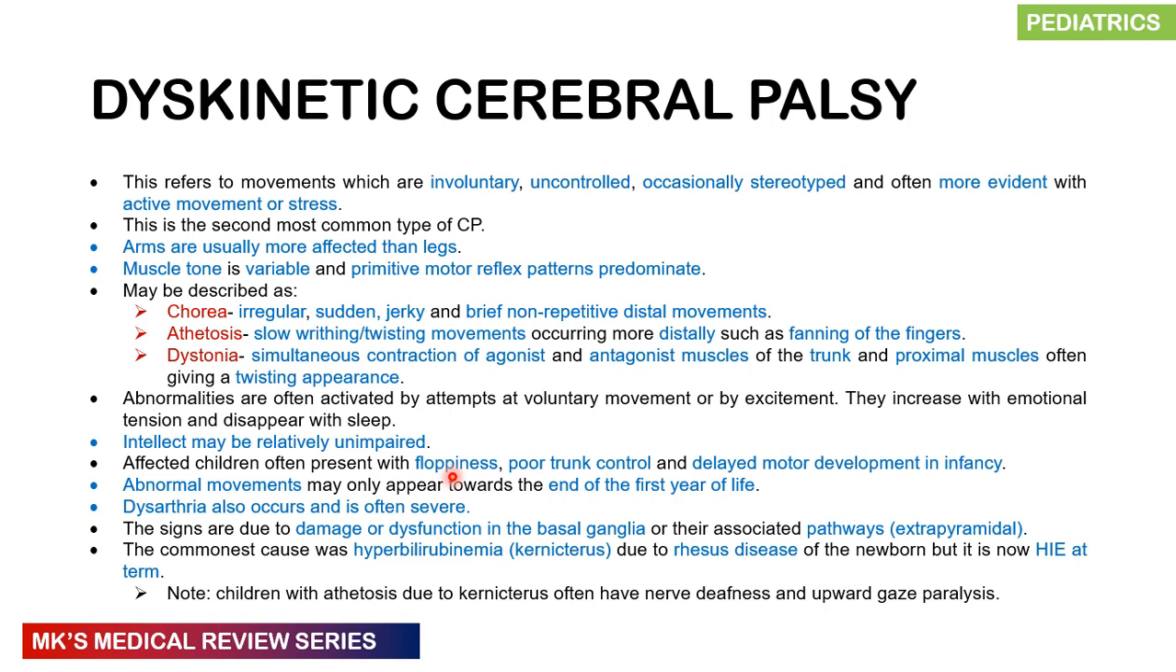All these signs are because there is damage to the basal ganglia. And you also have pathways in the basal ganglia which we refer to as the extrapyramidal pathways, which tend to be affected. So one of the common things that can cause this is kernicterus. That's the hyperbilirubinemia, which can deposit inside the basal ganglia. And we tend to often see this with rhesus disease of the newborn, but now even HIE at term can cause this. And remember that children with athetosis due to kernicterus also are going to have neurosensory deafness because there is also damage to the auditory nuclei. They also have upward gaze paralysis.